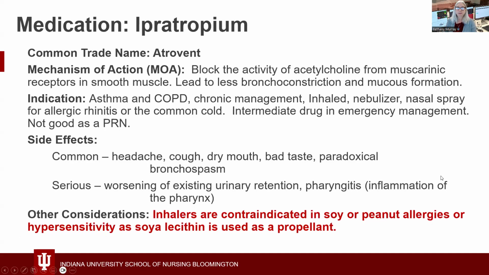Okay, ipratropium or Atrovent. This is your anticholinergic drug. So this is your secondary, not for emergency treatment, but more for secondary or long-term maintenance. It blocks the activity of acetylcholine in smooth muscle, so you have less bronchoconstriction occurring and less mucus formation. Anticholinergics are always drying. They dry up the mucous membranes of the mouth and the eyes and also of the lungs. Okay, so they're used for chronic management.